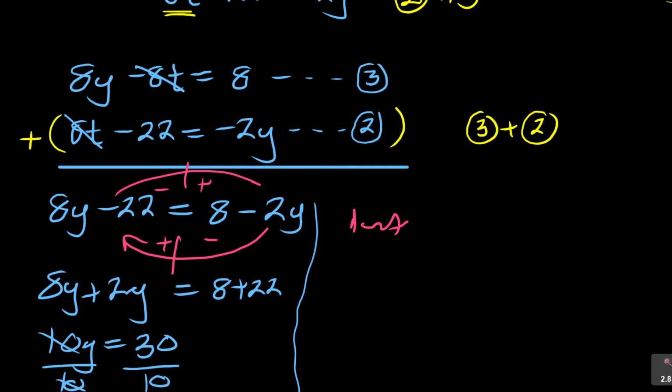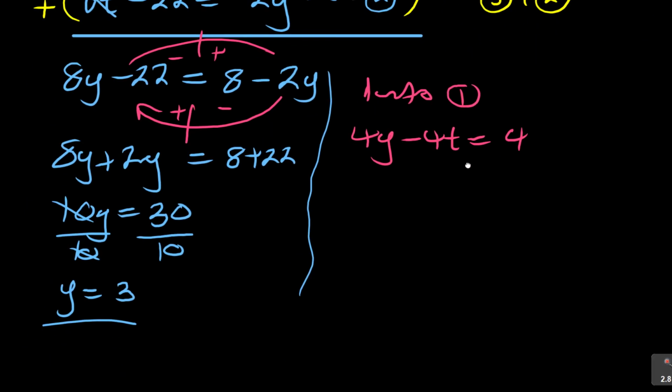Then you say, into 1, for y minus 4t is equal to 4. Remember, we said into 1, and we know what y is. Y is 3. So you're going to say 4, where there is y you put 3, minus 4t is equal to 4. Now, you know 4 times 3 is 12.